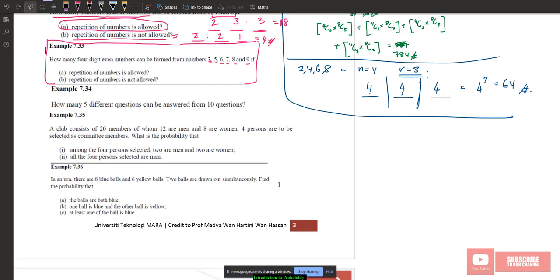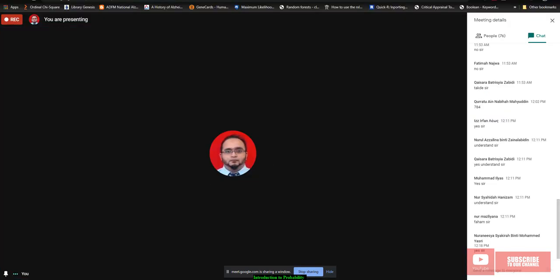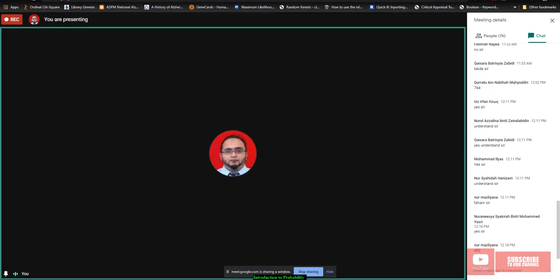So how to answer 7.33? A, if the repetition of number is allowed. So what is the answer? 432. 4, 3, 2. For the second one, if repetition is not allowed, 120. 120, right? Very good. So the concept of calculating this value is the same as 7.32.